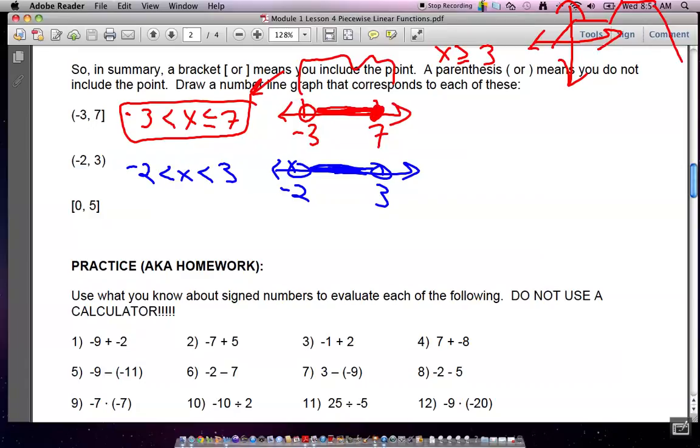Okay, who wants to tell me the answer to how I write this in interval notation? By the way, this is called bracket notation, interval notation. This is another way of expressing an interval. Who would, anybody? Come on, don't make me do my Ferris Bueller.